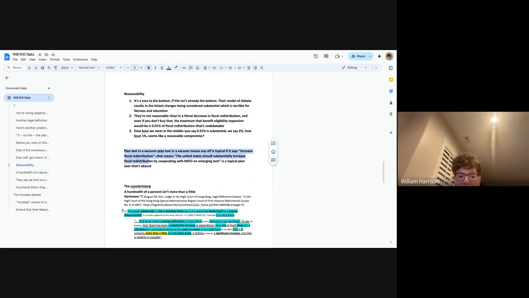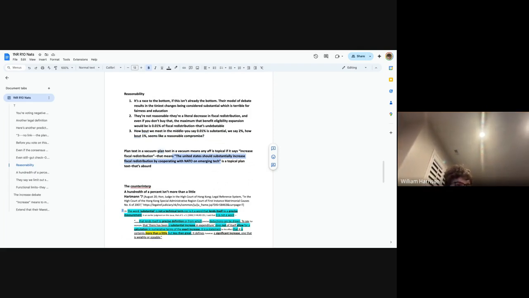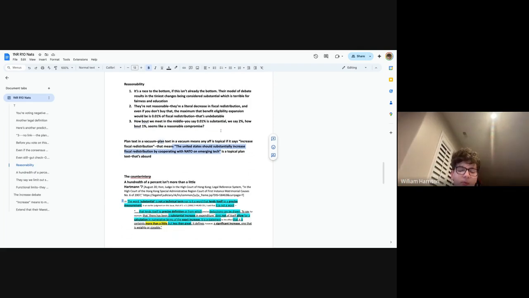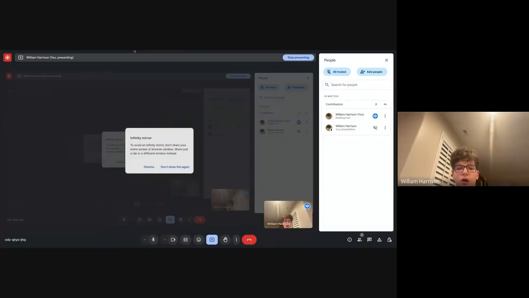Anyway, this is an answer to plain text in a vacuum. Plain text in a vacuum means that any AF is topical if it says fiscal redistribution. This means that this plain text, the United States should substantially increase fiscal redistribution by cooperating with NATO on emerging tech, is a topical plain text. Because it does. That's what plain text in a vacuum results in, which is absurd. Like, that's stupid. It means any AF that includes specific words is topical. So plain text in a vacuum is a bad argument.